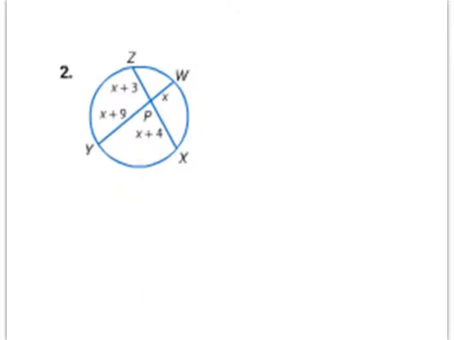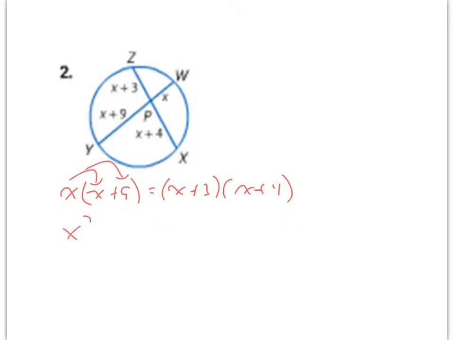Okay, let's try this one right here. We've got the chord power theorem. We know that this piece of the chord times this piece of the chord is equal to this piece of the chord times this piece of the chord. So this is basically just an algebra problem. Let's look at the first chord. I've got X times X plus 9 is equal to X plus 3 times X plus 4.